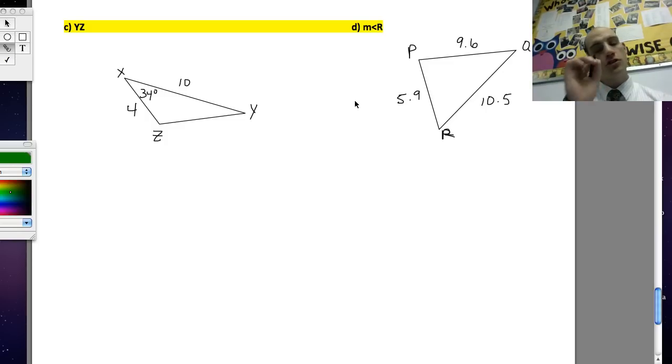Make sure you try those examples so that we can make sure that we are getting ourselves on track to be able to use the law of cosines.